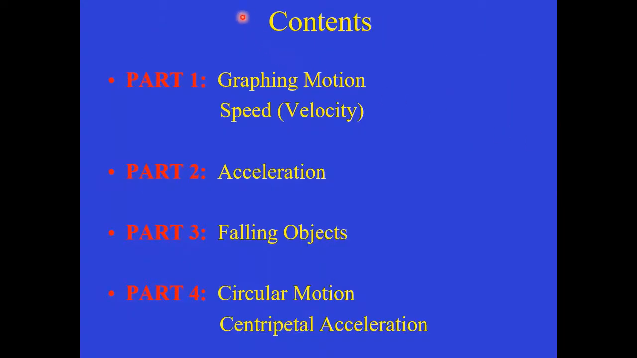So the chapter is broken up into 4 parts. In this first part of the video, we'll learn how to graph motion and we'll learn about the concepts of speed or velocity. In Part 2 of this lecture, we'll learn about acceleration. In Part 3, we'll talk about falling objects. And in Part 4, we will cover circular motion and centripetal acceleration.